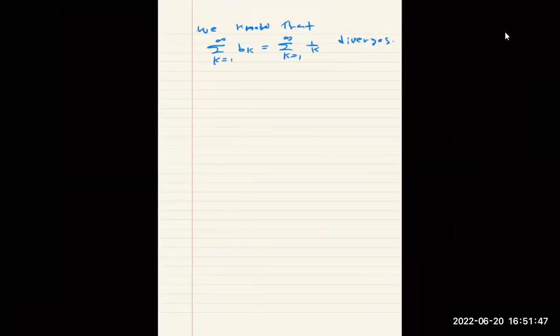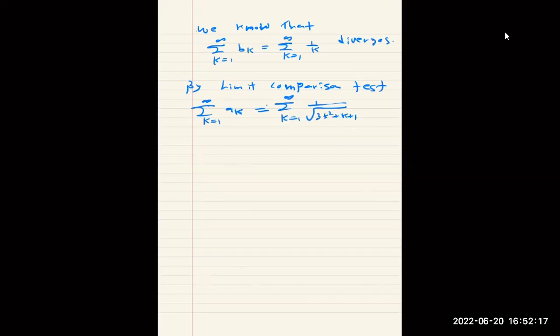Okay, now by limit comparison test, the AK series also diverges. AK diverges as well. This is of course k goes from 1 to infinity 1 over square root of 3k squared plus k plus 1 diverges. Okay, that's because this diverges.